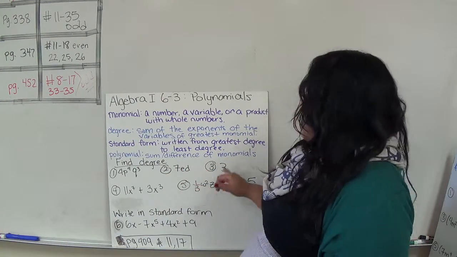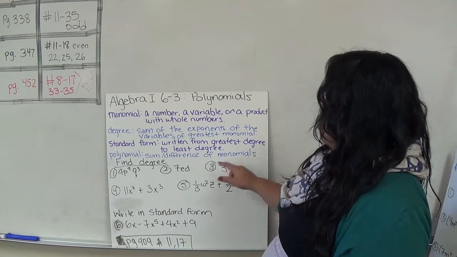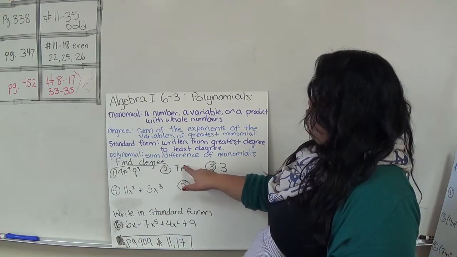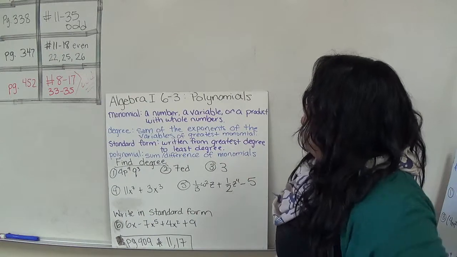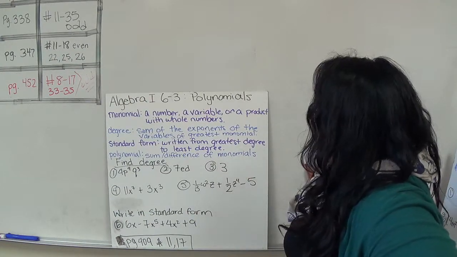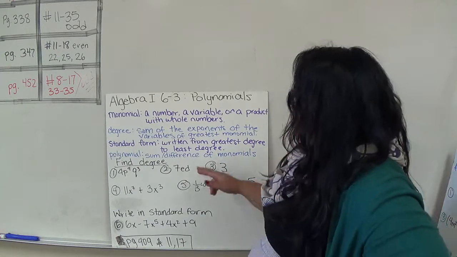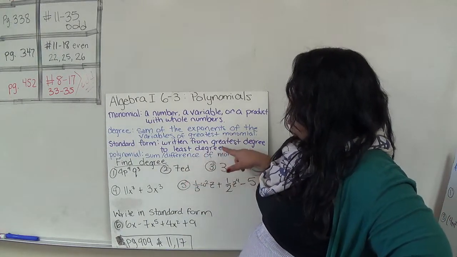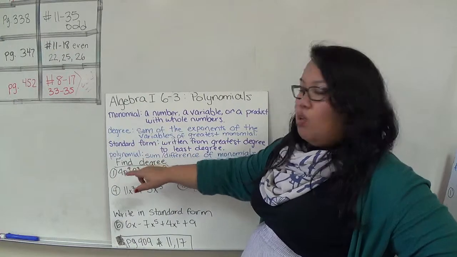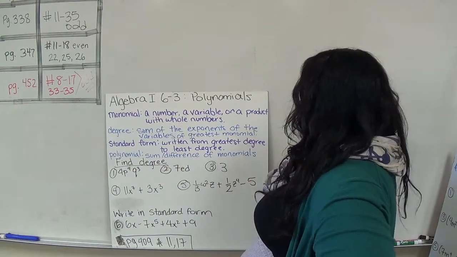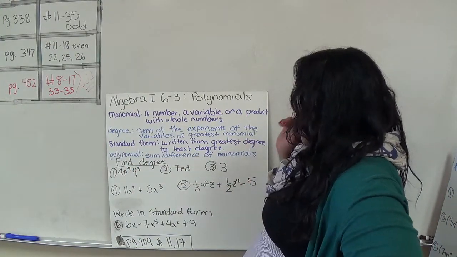So the sum of them would be, this would be the degree of 2, because power of 1, power of 1. The standard form is written from greatest to least degrees, and what that means is, for a monomial, there's not really degrees. This standard form applies to polynomials, which is the sum and difference of monomials. So this is a monomial.